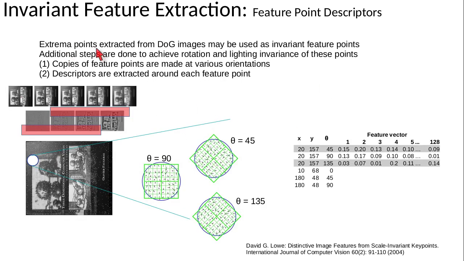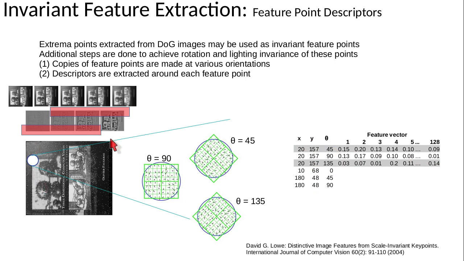To summarize, extrema points that are extracted from difference of Gaussian images are used as invariant feature point locations. For each of those feature points, multiple orientations are obtained, and copies of the feature points are made at those orientations, and a feature vector is extracted for every feature point and orientation combination. So for example, you can see here that for the location 20,157, there are 3 orientations, 45, 90 and 135. For each of these orientations we have a feature vector. By taking multiple orientations, you are able to achieve rotation invariance. The difference of Gaussians ensures scale invariance.